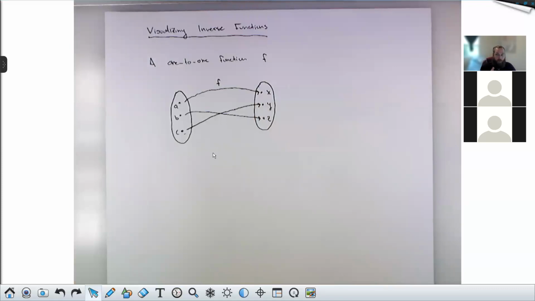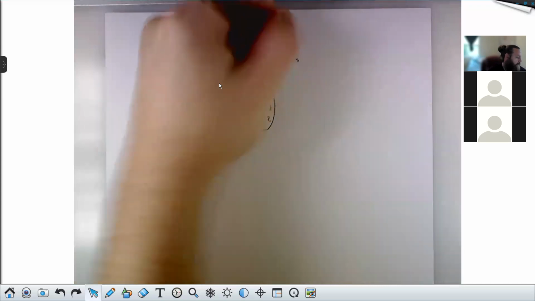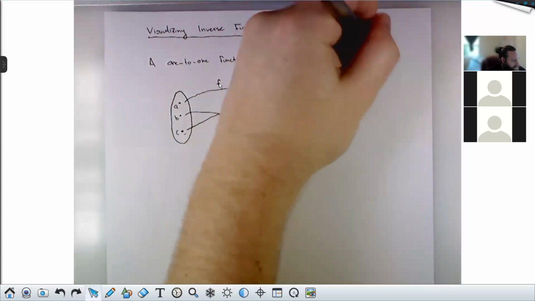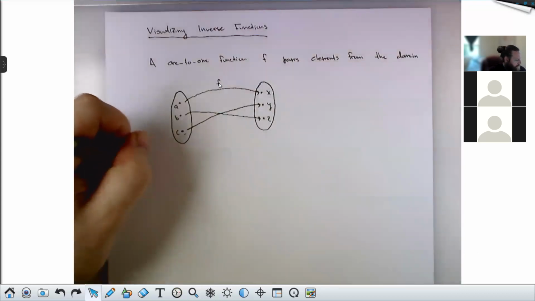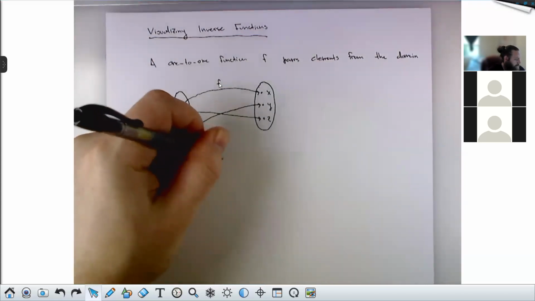In other words, a one-to-one function is a perfect pairing, right? It pairs up individual elements of the domain with individual elements of the range, in the sense that for every one guy over here, there is one guy over here, and for every one guy over here, there is a unique guy over here. So a one-to-one function f pairs elements from the domain with unique elements of the range.